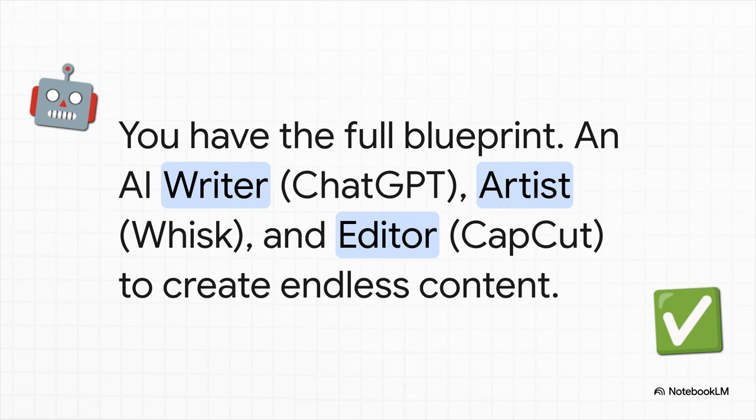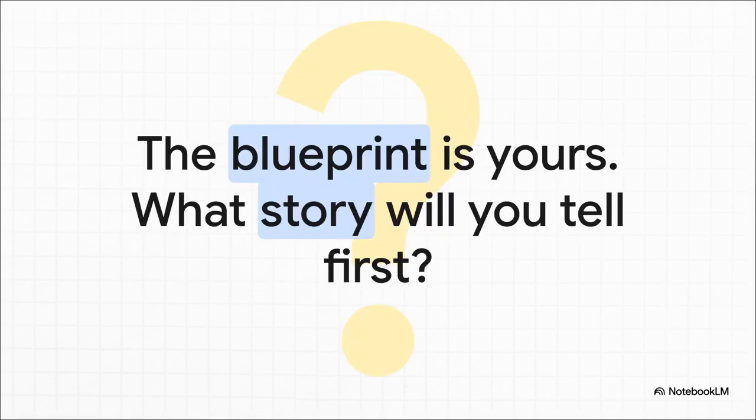So let's just recap the core pieces. You have an AI writer with ChatGPT, you have an AI artist with Whisk, and you have an AI editor with CapCut. This is the complete system, the whole shebang you need to create endless content for your finance channel, and you can do it super efficiently. So the only question left is, what story are you going to tell first? The blueprint is yours, the tools are ready to go. Now it's your turn to create.